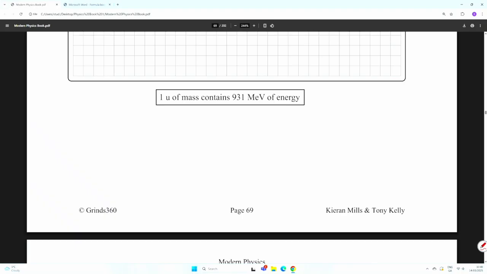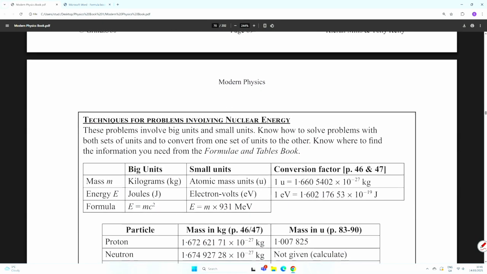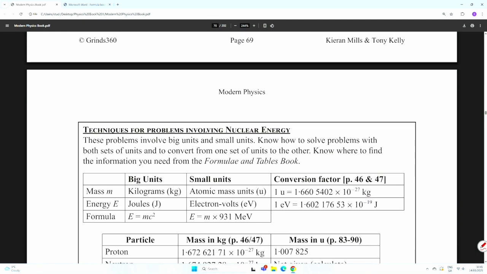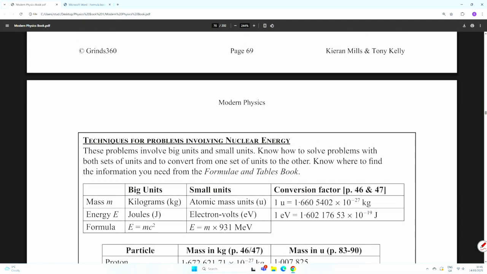So there you can see in your notes underneath example 2, I've made a big point of saying that 1 atomic mass unit contains 931 mega electron volts of energy. So learn that number. And I've summarized then your big units and your small units. So the information you need to use about big units and small units are contained in that table there.